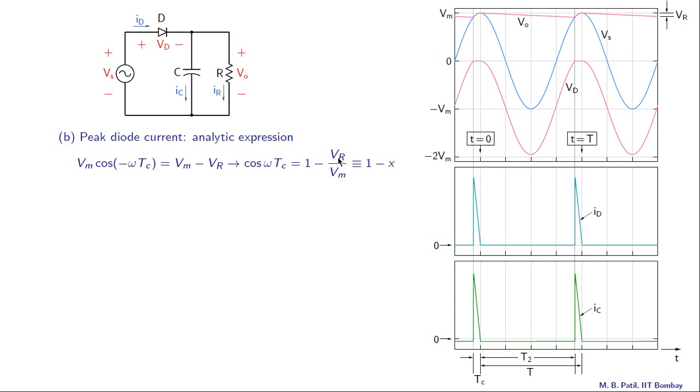So let's write Vr by Vm as x. What is x in this case? Vr is 2 volts, Vm is 16 volts, so x is 2 by 16 or 1 by 8. So x is small compared to 1, and we will use that.